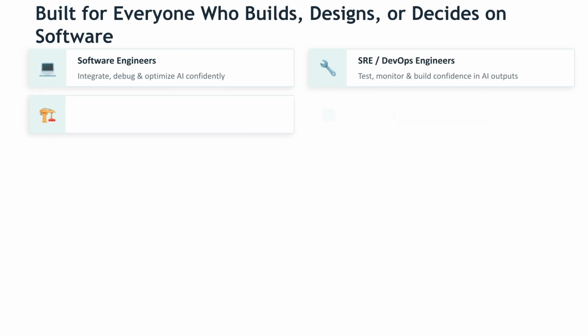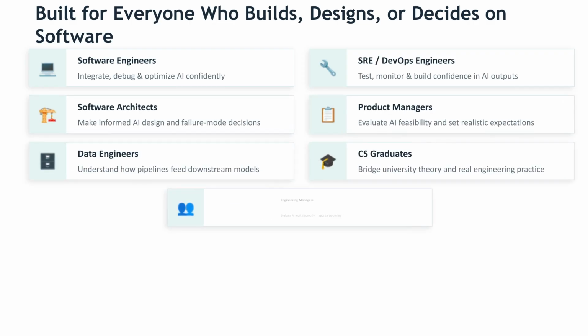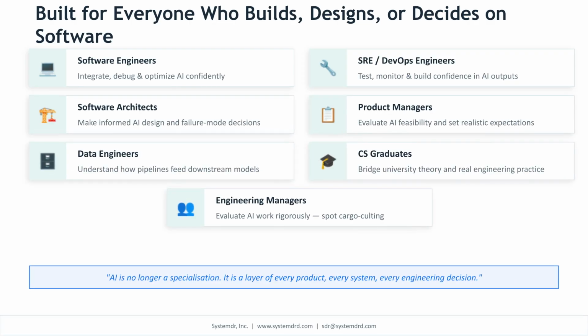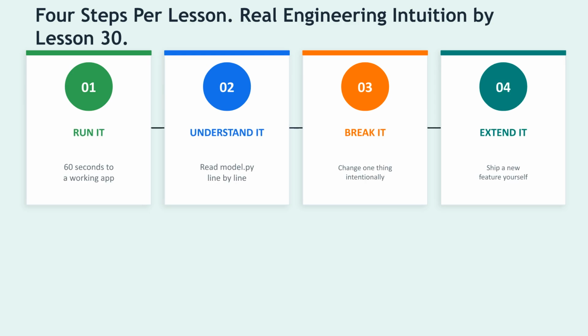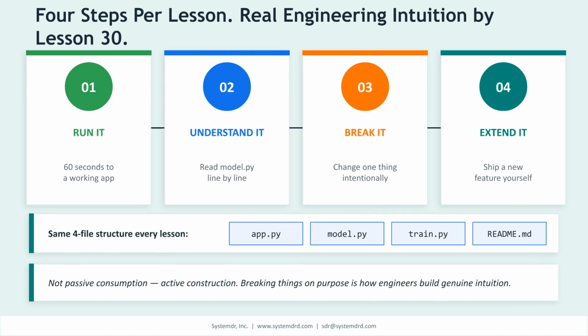This course is built for everyone who builds, designs, or decides on software. Whether you're a software engineer, architect, data engineer, SRE, or product manager, AI is a layer of every modern engineering decision. Understanding the fundamentals is no longer a specialization. It is a necessity. Our learning method uses 4 steps per lesson: run it, understand it, break it, and extend it. Intentional breaking builds genuine intuition.